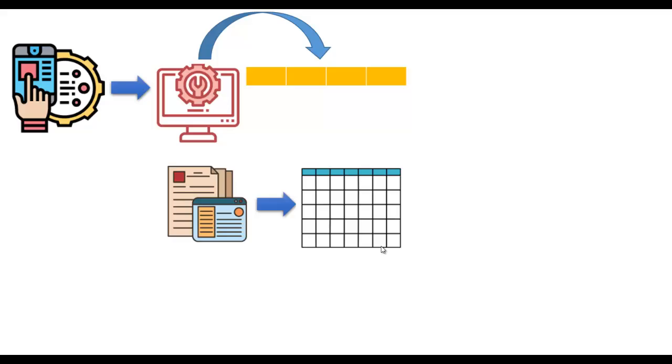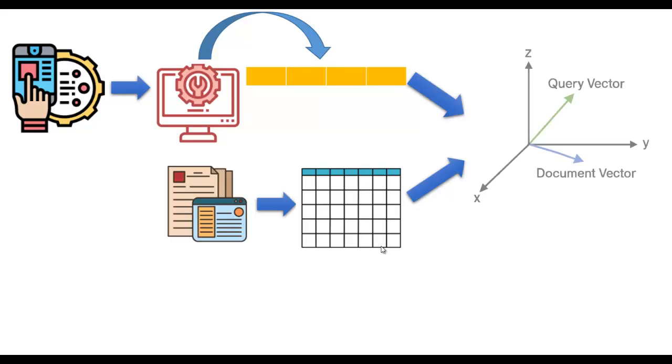Now comes the key step. We compare the user's query vector with all the document vectors in our vector store. This comparison is done using a method called cosine similarity. Think of it like measuring how close two arrows are pointing in space. Whichever document vector is closest to the query vector, that's likely the document that matches the user's intent.